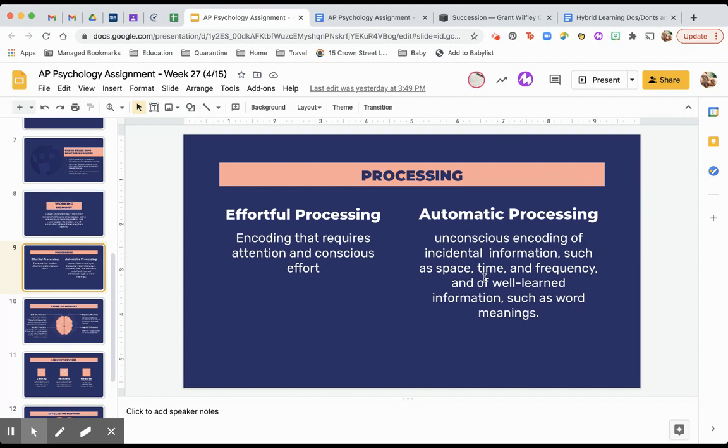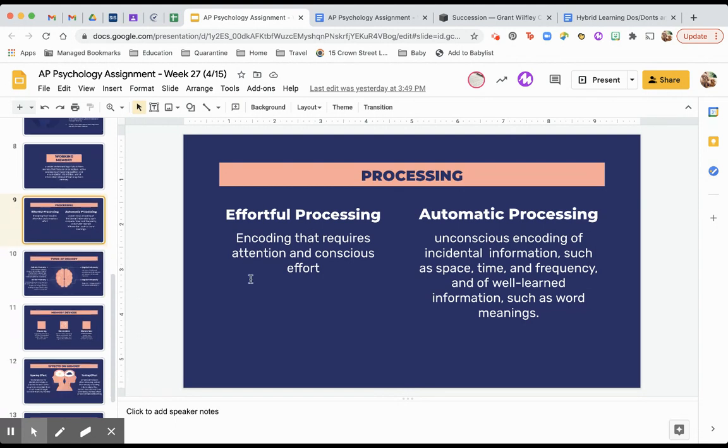You understand what hello or good morning means. So automatic processing, again, happens unconsciously, whereas effortful requires some attention. We have to think about it. For example, like studying for a test or remembering a new term, you have to think about what that means.